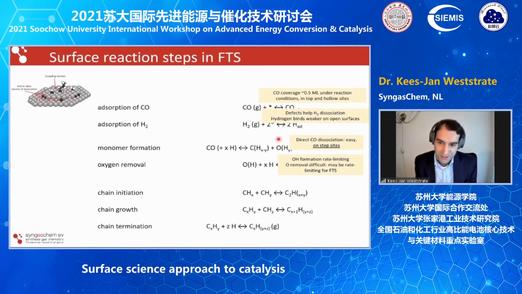So this is what we conclude about the reaction of oxygen with hydrogen. We see that the OH formation, the first step to attach a hydrogen atom to an oxygen on the surface, is the slowest step. And we also see that it's quite difficult to remove oxygen from the surface. And this means it may actually play a part as a rate determining step for Fischer-Tropsch synthesis.